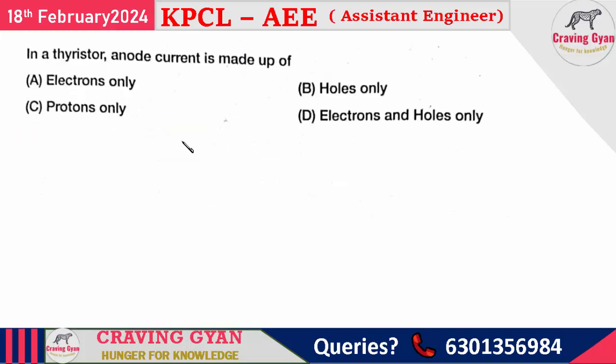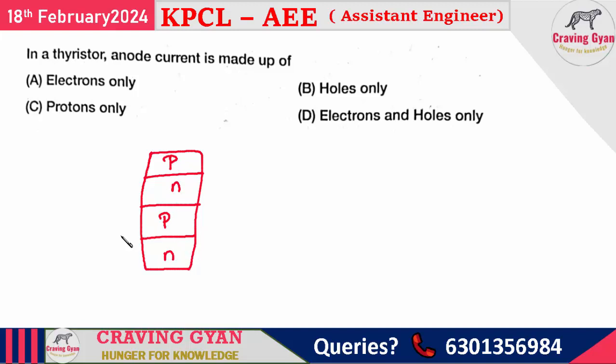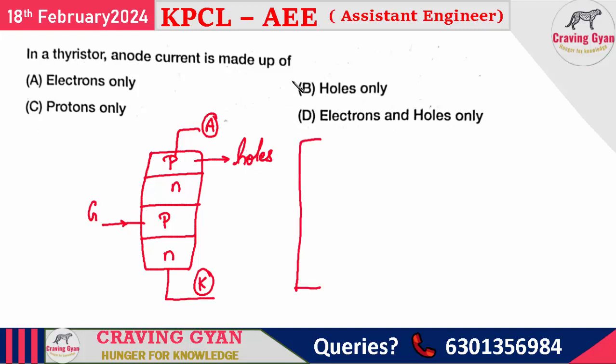Option B is correct. In a thyristor, anode current is made up of. Thyristor means what? How many layers are there? These things are also very, very important. PNPN you will be having. Strictly speaking, a uniform doping will not be there. Here we are going to apply the gate pulse. This is the cathode terminal. This is the anode terminal. In the case of anode, the current is because of holes. Anode current is made up of holes. That is option B is going to follow. Please think about electrons and holes also.